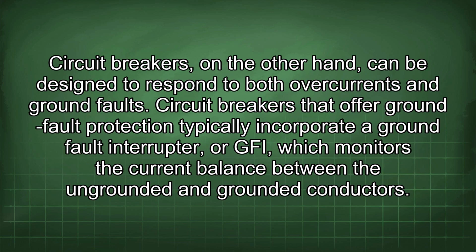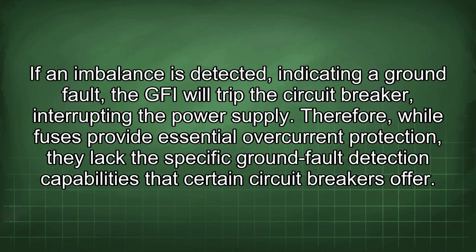Circuit breakers, on the other hand, can be designed to respond to both overcurrents and ground faults. Circuit breakers that offer ground fault protection typically incorporate a ground fault interrupter, or GFI, which monitors the current balance between the ungrounded and grounded conductors. If an imbalance is detected, indicating a ground fault, the GFI will trip the circuit breaker, interrupting the power supply. Therefore, while fuses provide essential overcurrent protection, they lack the specific ground fault detection capabilities that certain circuit breakers offer.